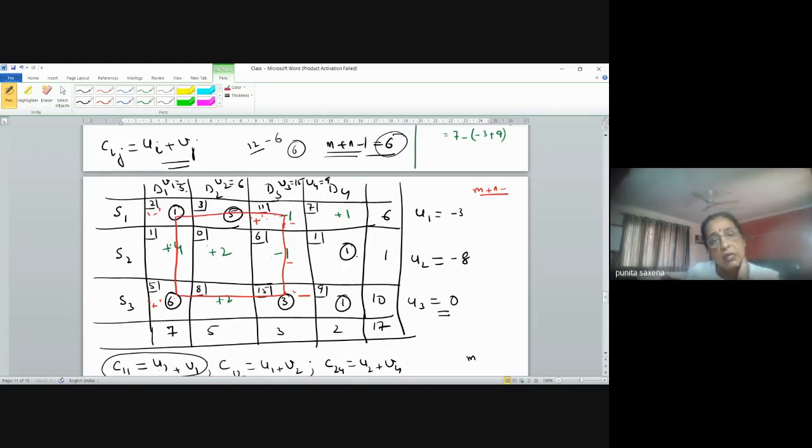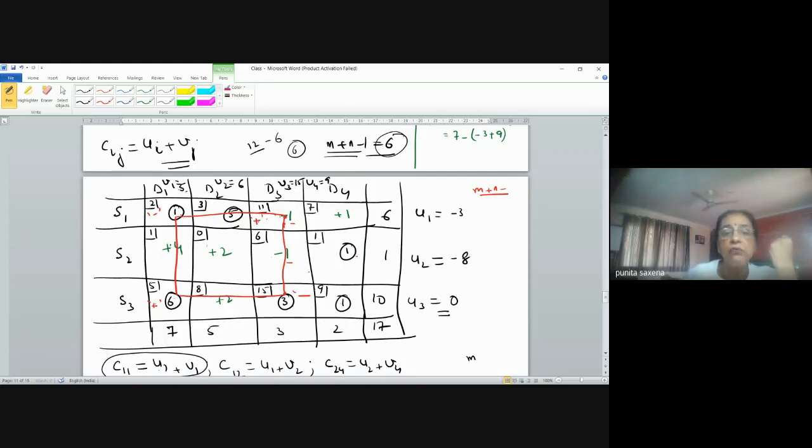Now you can see it's a loop. And the kind of loop that we have got is alternately I have plus, minus signs. So except for the beginning point, all other corners of that loop must contain occupied cells. Is this clear?